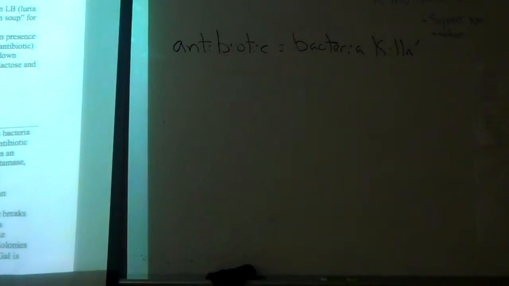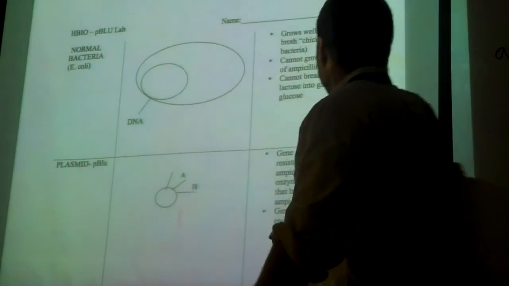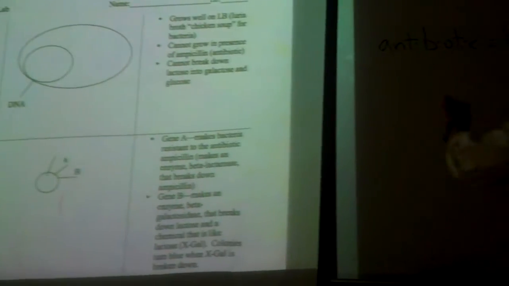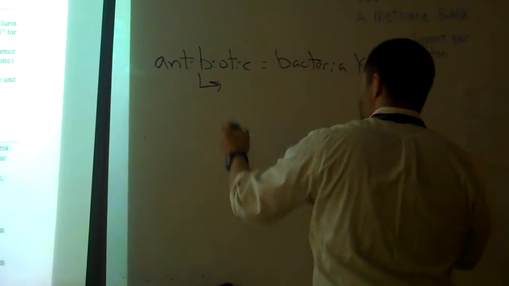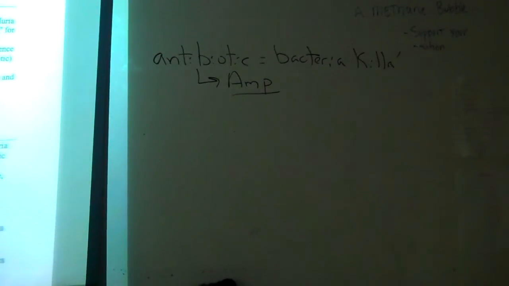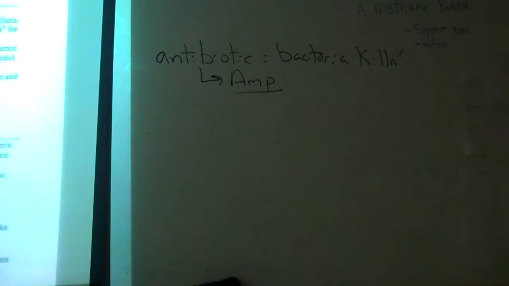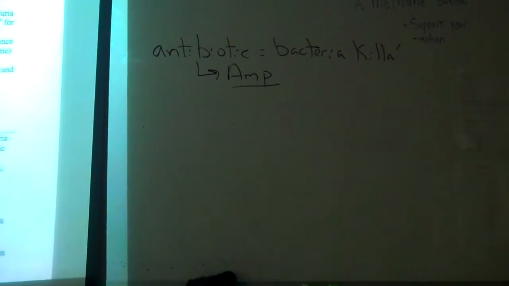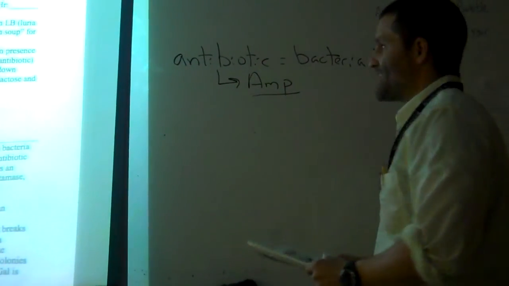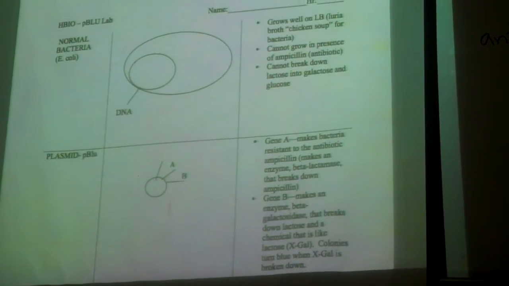So normal stuff can't grow in ampicillin. We're going to call it amp. It's ampicillin. Ampicillin is a type of antibiotic. There's a bunch of different types. An antibiotic, if I remember correctly, is a form of a protein. It's a protein, obviously.